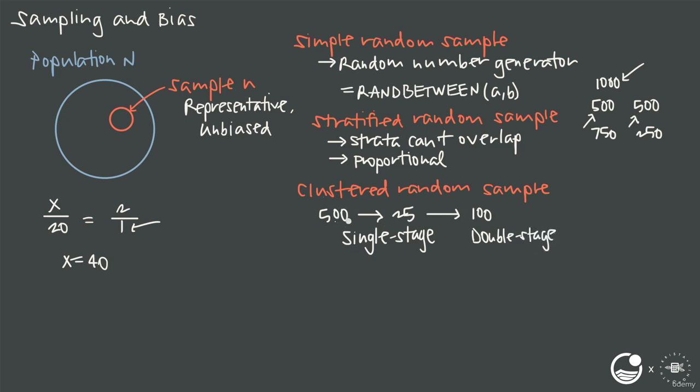We started with 500 companies. We consider each company its own cluster of employees. So we sample to choose randomly 25 clusters. And then within each of those clusters, we pick out 100 employees in the second stage of sampling. And if we have 100 employees at 25 companies, then the result is a 2,500 employee sample. 100 times 25, we get 2,500 total employees.